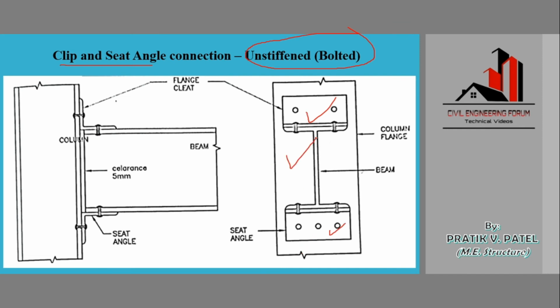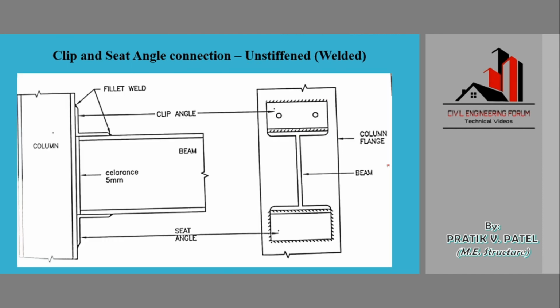See, this is our column, this is our beam, this I is our beam. But we are using a seat below and again above this I section in order to support this on both the sides. This is a side view, this is a cross-sectional view of the clip and seat angle connection, unstiffened. This is the same type of connection, but the difference is again it is welded. Clip and seat angle connection, unstiffened.